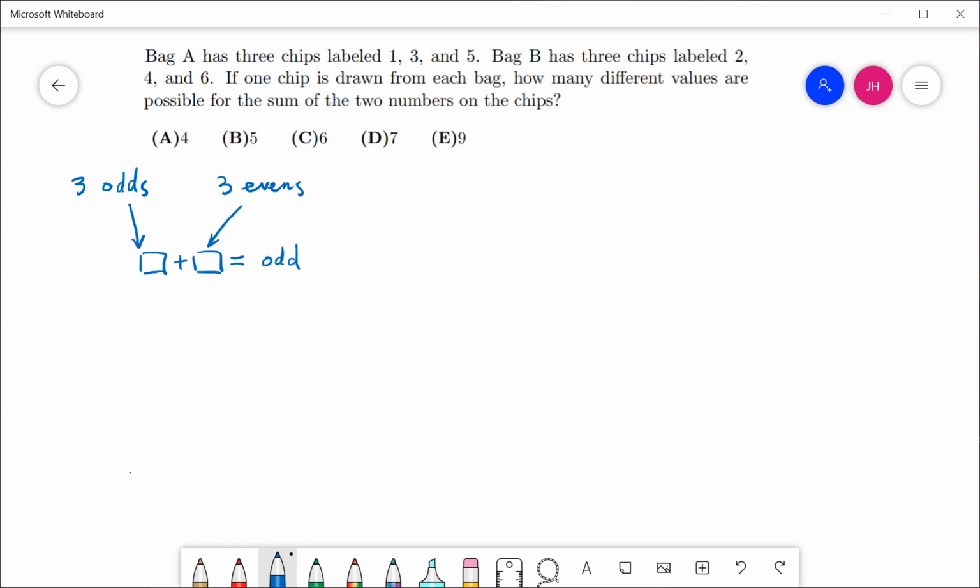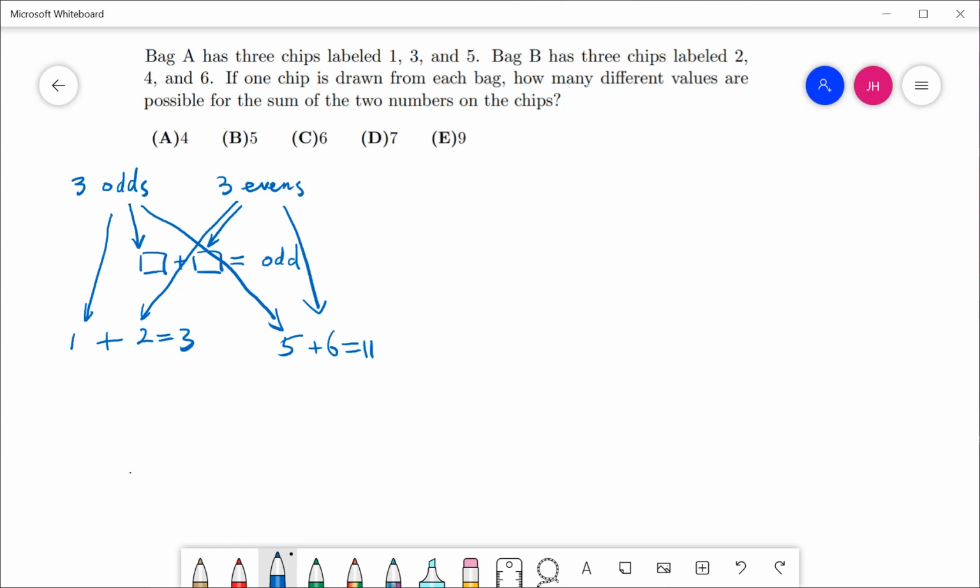At the same time, we know that the smallest number we can draw from the 3 odds is 1, and the smallest we can draw from the 3 evens is 2. Therefore, the smallest possible sum has to be 3. And the largest number we can draw from the 3 odds is 5, and the largest of the evens is 6. So the largest possible sum is 11.